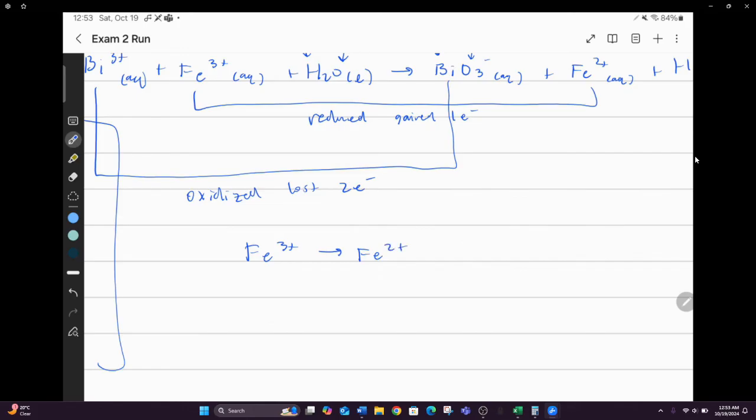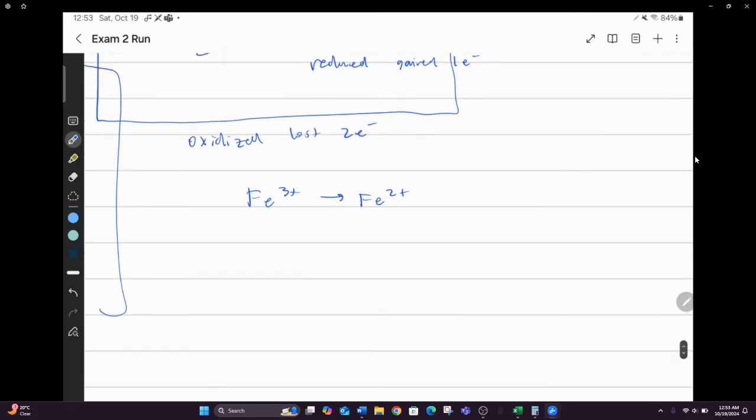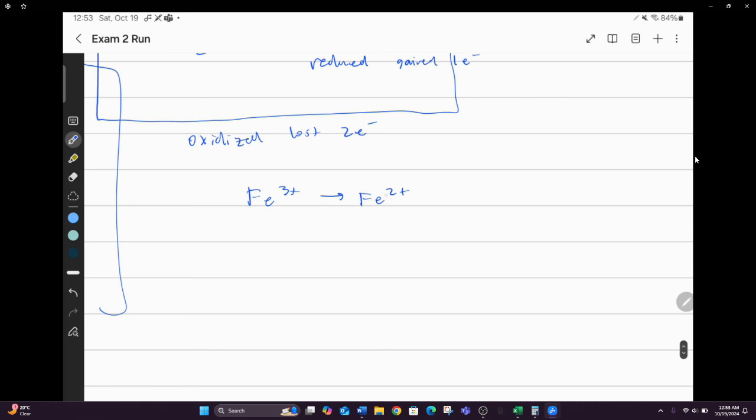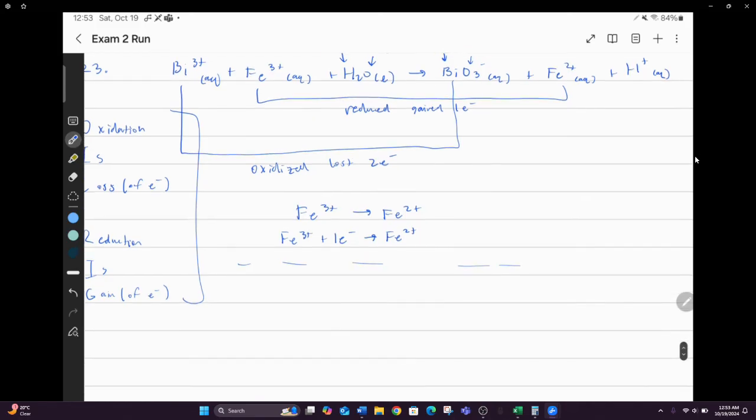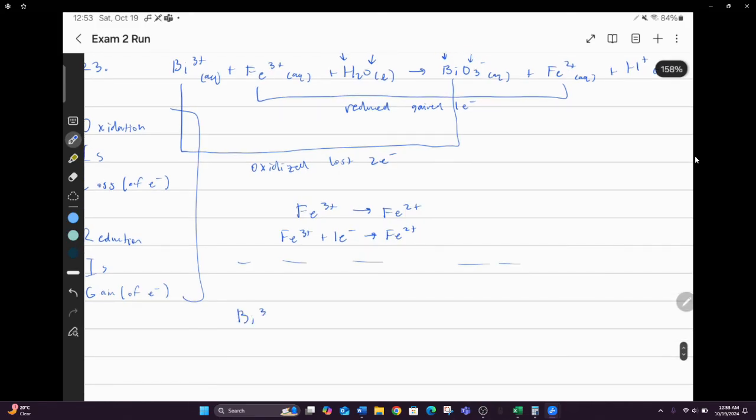Fe2+. Again, this is not that exciting. We know that we gained 1 electron, right? So to complete this reaction, you have Fe3+ plus 1 electron goes to Fe2+. So that's our first half reaction down. Our next half reaction, we're going to go Bi3+ goes to BiO3-.